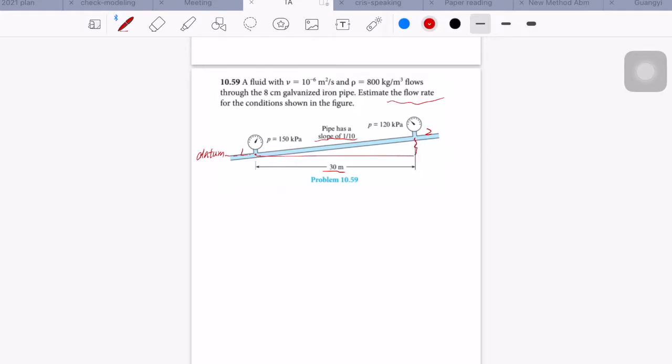h is 3 meters. And then we apply the energy equation between point 1 and 2. So we have P1 over gamma plus V1 squared over 2G plus Z1 should be equal to the P2 over gamma plus the V2 squared over 2G plus Z2 plus HF.